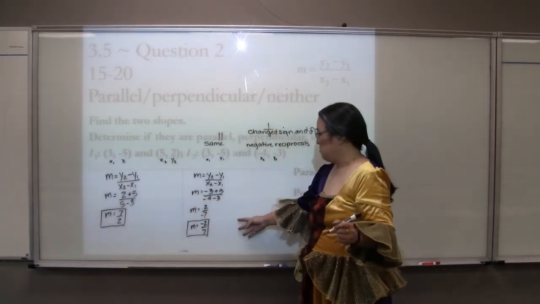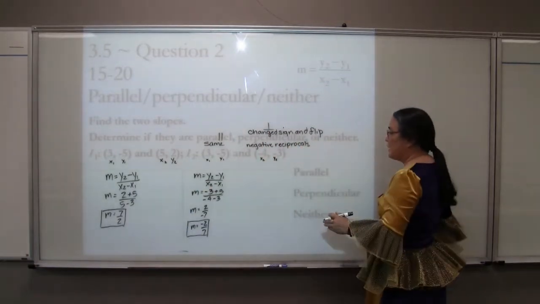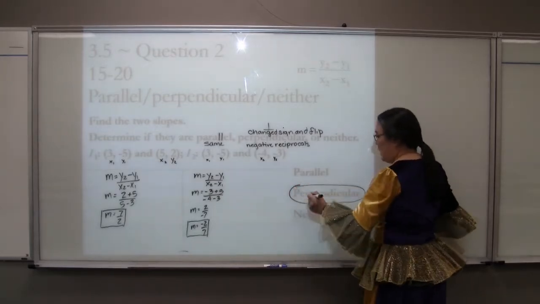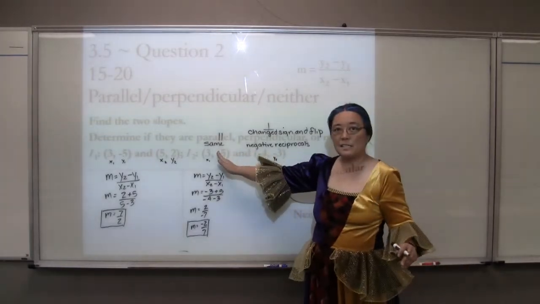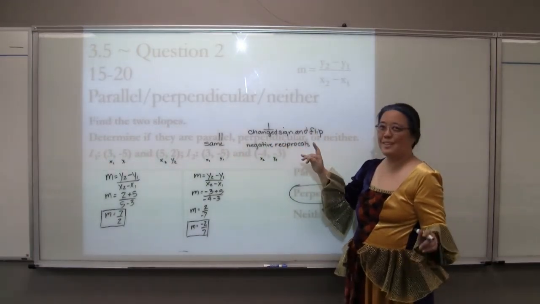So if we change the sign and flip it, then let's take a look. 7 over 2, 2 over 7. Positive, negative. Change the sign and flip it. They are negative reciprocals of each other. These are perpendicular.